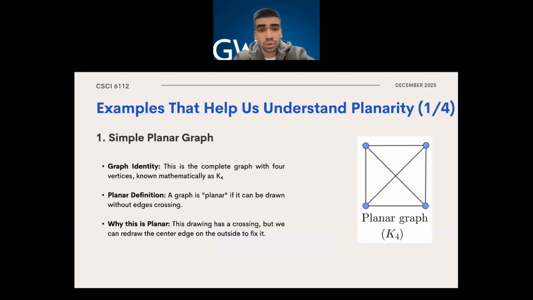So let me show planarity with examples. This is the K4, every pair of 4 vertices connected. Though this drawing shows crossings, we can redraw it without any. The key insight is that planarity is a property of the graph itself, not a single drawing. So we can redraw K4 by moving one edge outside the square and eliminate all crossings.